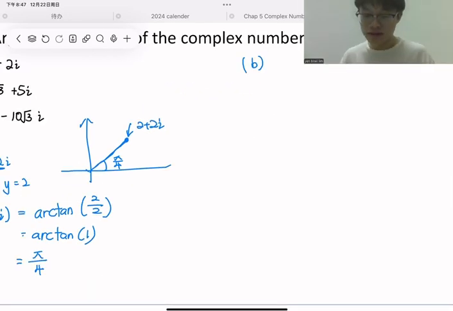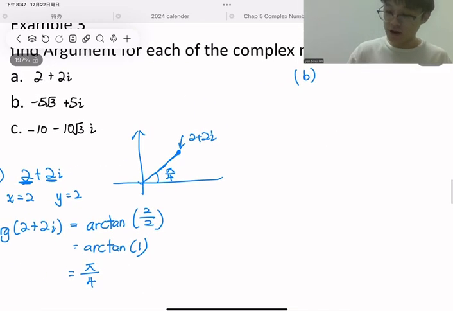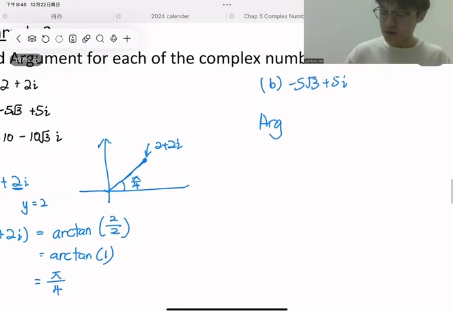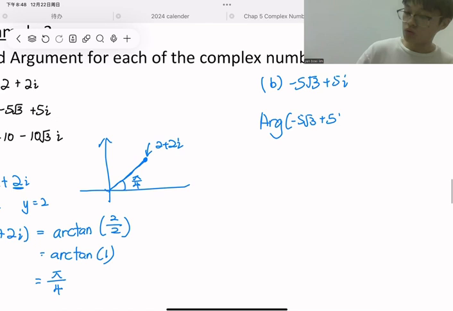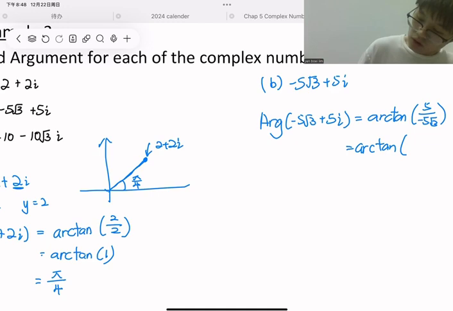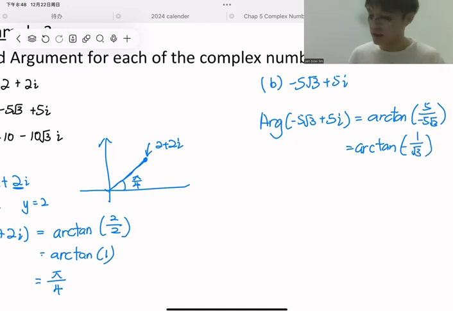Let us proceed to the next example. The next example is negative 5 square root 3 plus 5i. The argument for this complex number is equal to arctangent of 5 divided by negative 5 square root 3, which is equal to arctangent of 1 over square root 3 with a negative sign, which is negative pi over 6.